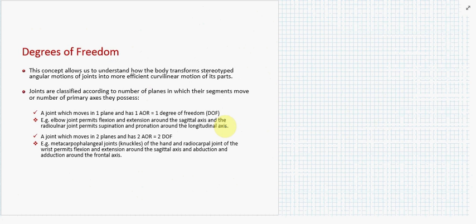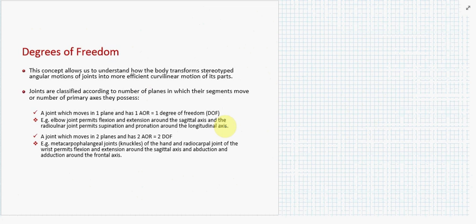So, for example, a joint that moves in one plane typically only has one axis of rotation, which means it has one degree of freedom. Your elbow joint is a perfect example of that, right? You typically have only flexion and extension. There's one axis of rotation giving it one degree of freedom.